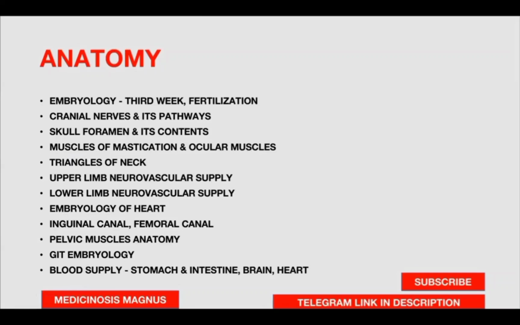Upper limb neurovascular supply. So make sure you know about the upper limb, which nerve supplies which muscle, and what findings can be seen if there is any problem with that nerve. And about the arterial system, the division, the first branch, second branch, third branch, which branch gives what, all those things are very important. And the same for the lower limbs also, neurovascular supply, especially the foot drop, wrist drop, those kind of things are very important.